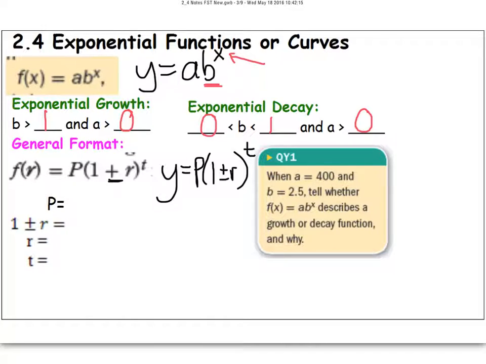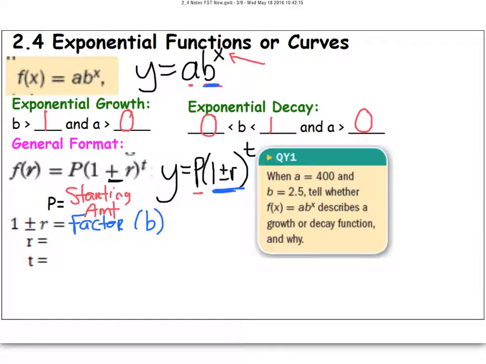The thing about this formula that's nice, this p-value right here is really the same as the a, or the initial starting amount. So I'm going to put the starting amount right here. So that didn't change at all. Notice this, where b is, how it's raised to the exponent, this whole value is raised to the exponent. We're just calling it t this time. So 1 plus or minus r is actually our factor. So this is the same as the b.